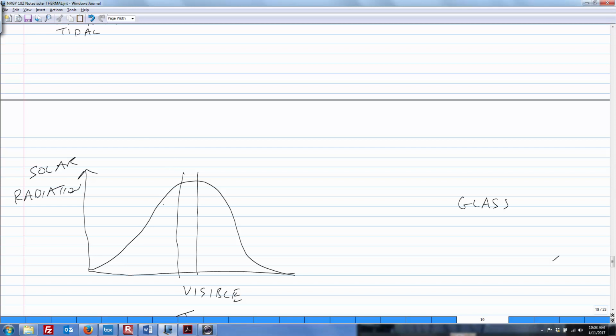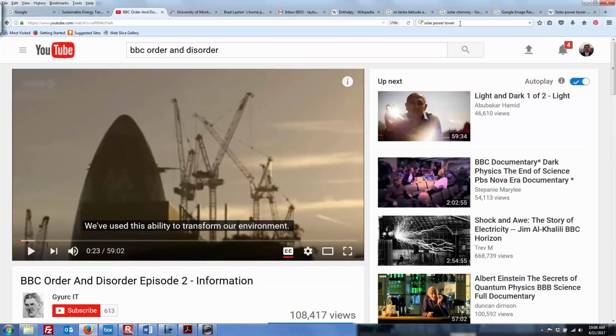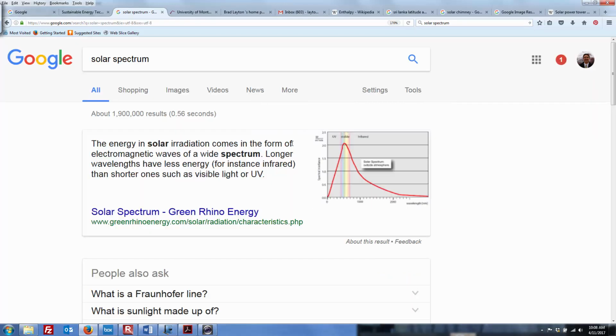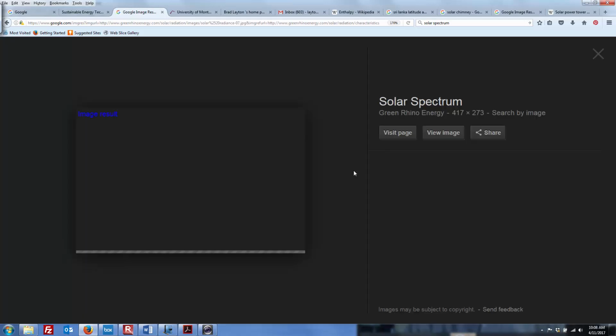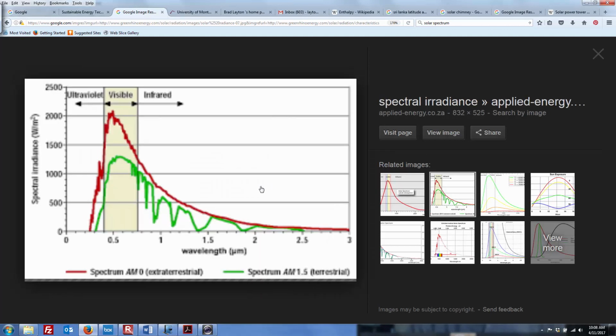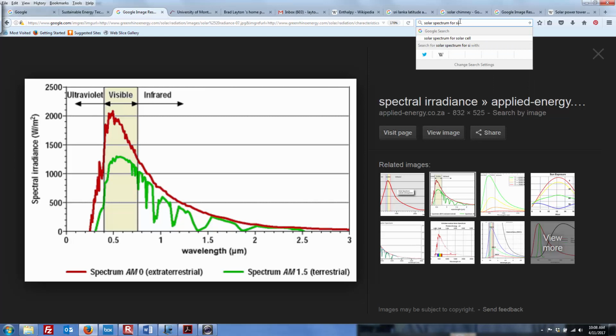There's another question on the solar spectrum, so let's take a look here. Solar spectrum, and this is just a shot showing all of the different wavelengths of light that come out of the sun. This is another solar spectrum that shows some of the absorptions. So there's your air mass again. And a lot of this is absorption of greenhouse gases, trapping. And let's look at the solar spectrum for silicon solar cells.